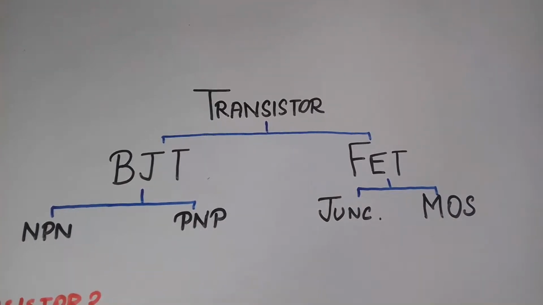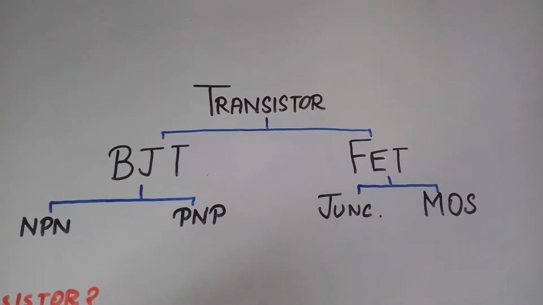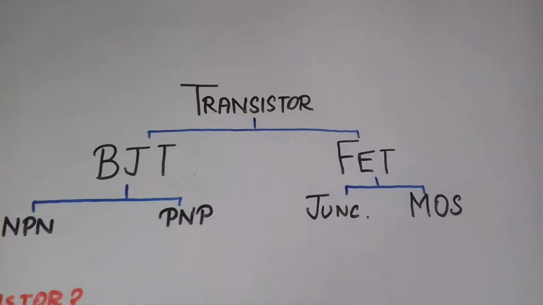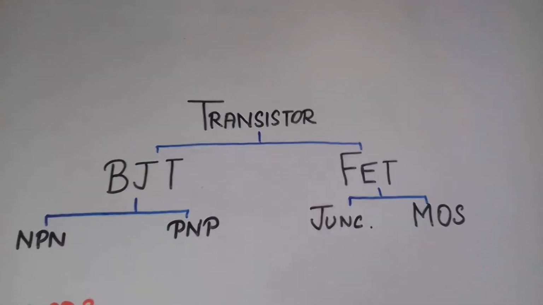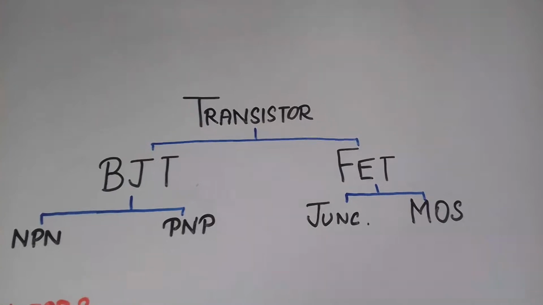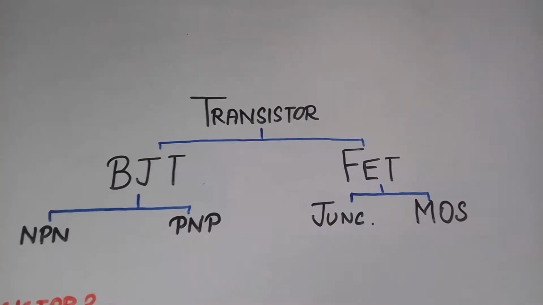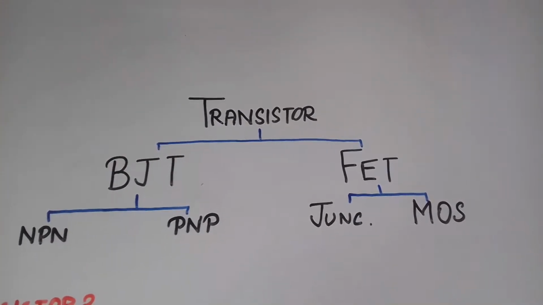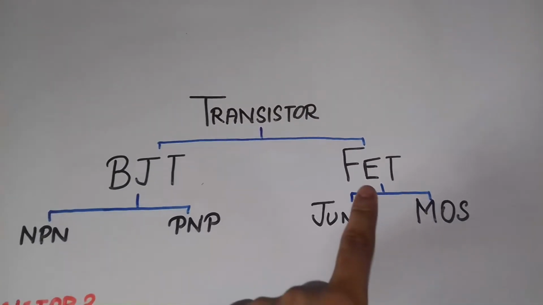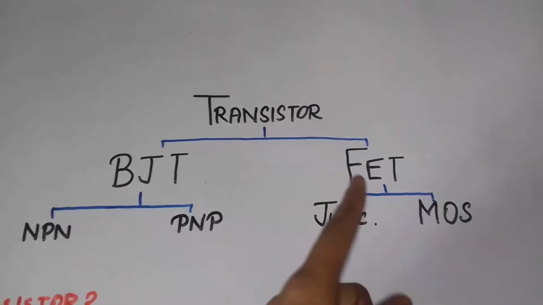NPN means there are two junctions, that is an NP junction and a PN junction, that is three layers total, N, P and N, and the other type is the PNP, that is an N layer sandwiched between two P layers. Again, the FETs can be classified in two types, that is the junction field effect transistor and the metal oxide semiconductor field effect transistor. We will come to the discussion of the FETs in some later videos.